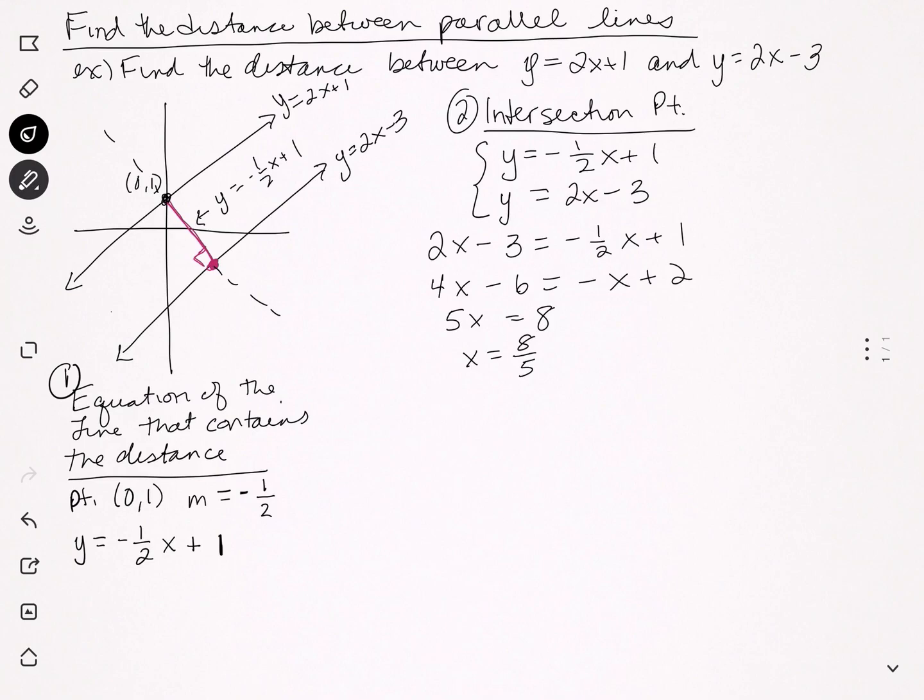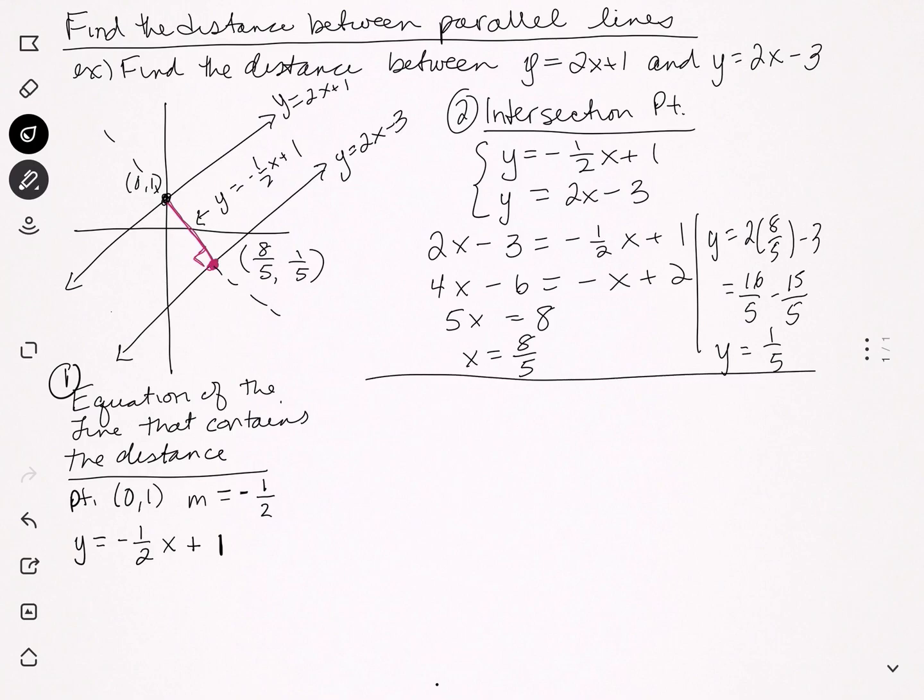And then my y value that corresponds with that, I'm just going to sneak over the side because I know I have more work to do. So I'm going to say y equals 2 times 8/5 minus 3. So that's 16/5 minus 3, which would be 15/5. So I get that y equals 1/5. So the ordered pair right here is the point (8/5, 1/5). So we now have found the endpoints of the segment that we need to find the length of. So our last step is to actually find that length.